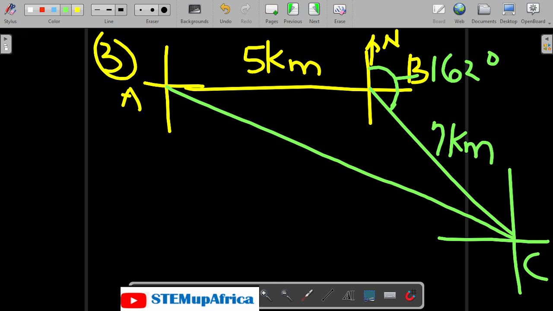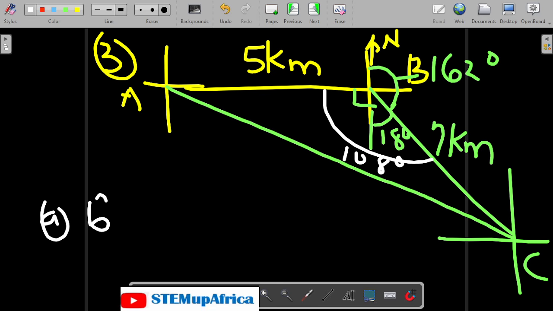Here is 162 degrees. So what is now this remaining angle? We know that angles on a straight line add up to 180. So 180 minus 162 will give us 18 degrees. And here is 90. So the total angle here is now 108 degrees. So let's calculate the shortest distance now, which is question A.